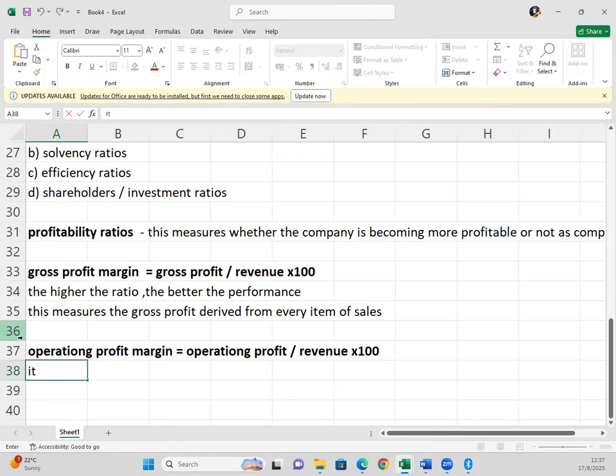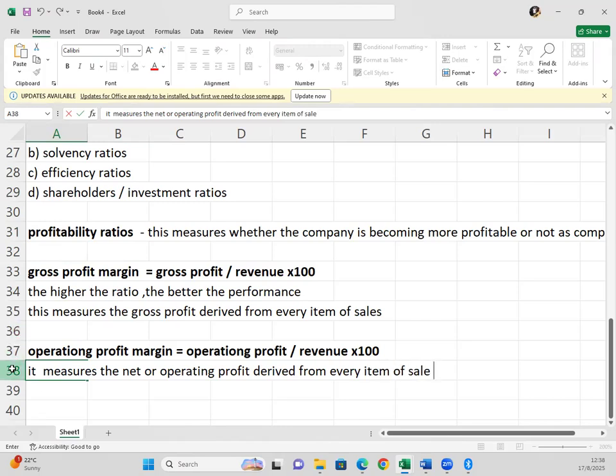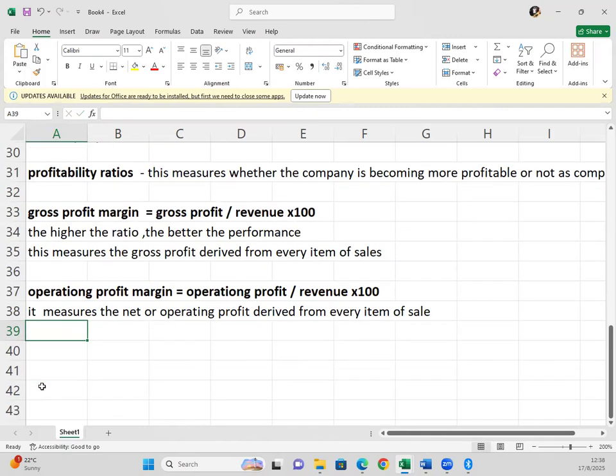So it measures the net or operating profit derived from every item of sale. So the operating profit or the net profit margin is measuring from every item sold how much operating profit we are making. If it's 10%, it means if you sell for $100, then 10% of $100 is the operating profit.